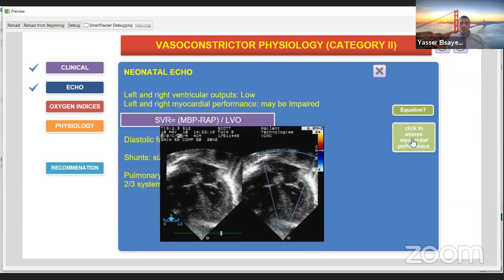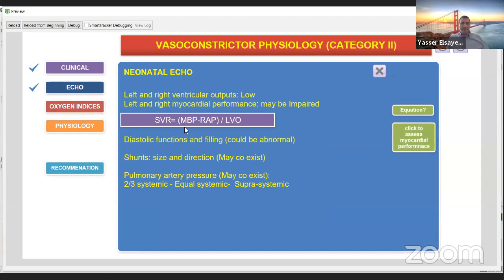If you look at the equation of the systemic vascular resistance, it's very expected to have high systemic vascular resistance, because in this case you have low cardiac output and you have high mean blood pressure. So the end result will be high systemic vascular resistance. It could be 300, 400, higher than normal, which is 150 to 200 millimeter mercury per liter per kg per minute. And again, it is easy to calculate. You need just the mean blood pressure and left ventricle output.